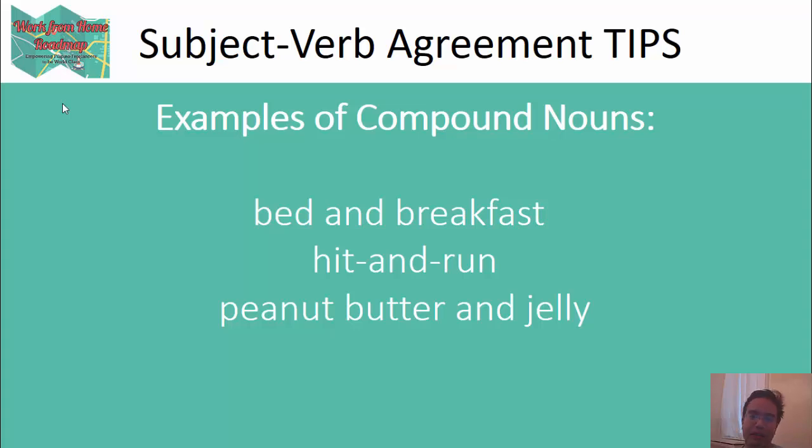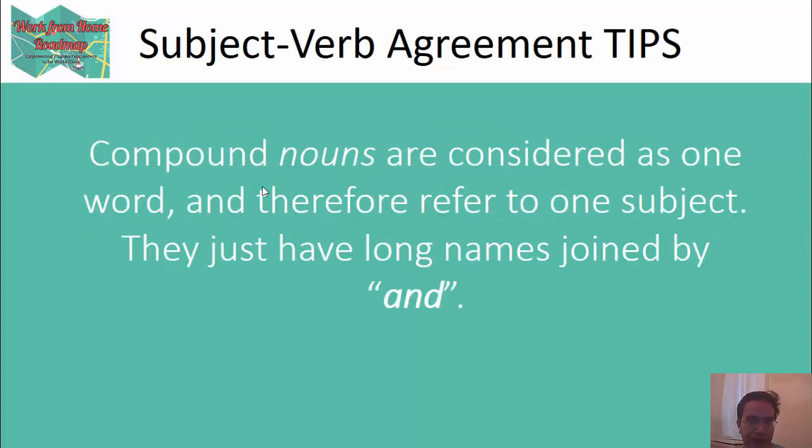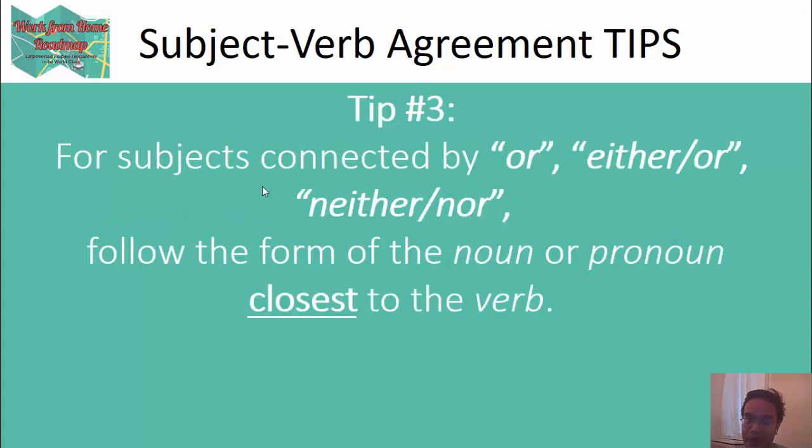Some examples of compound nouns: bed and breakfast, hit and run, peanut butter and jelly. This bed and breakfast is so cheap. Hit and run is a crime. Peanut butter and jelly is my favorite sandwich. Compound nouns are considered as one word and therefore refer to one subject. They just have long names joined by "and".